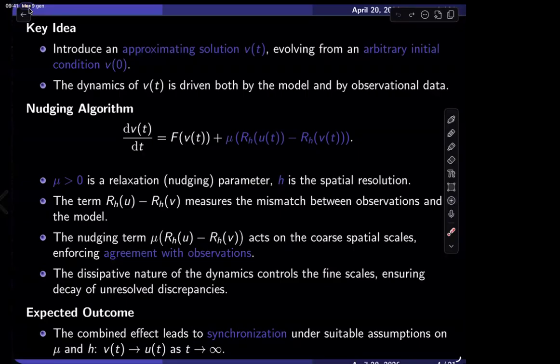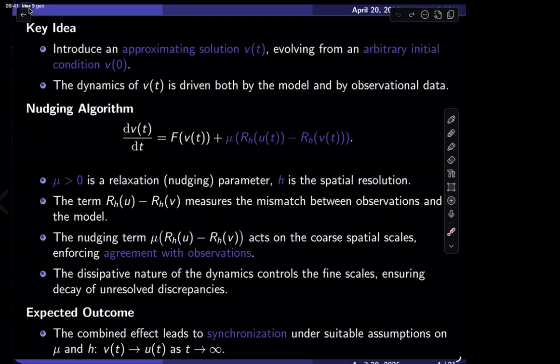So, in other words, what is the effect of this term, which is usually called the nudging term? The effect of this term is to act on the coarse spatial scales and enforce the agreement with the observations. And somehow we will see at the end of the talk that this is enough. So it is enough to force the dynamics on the coarse spatial scales because you are considering a dissipative system. And so the dissipative part of the equation does the rest, in the sense that the dissipation effect ensures control also of the fine scales.